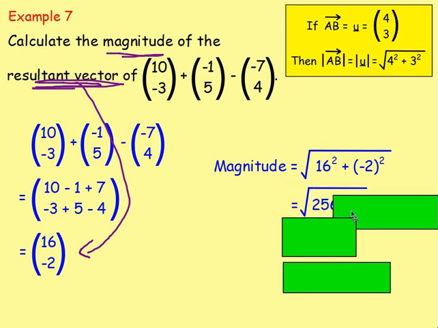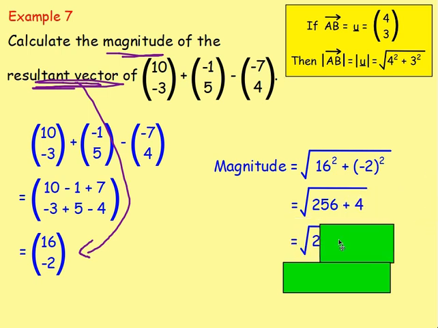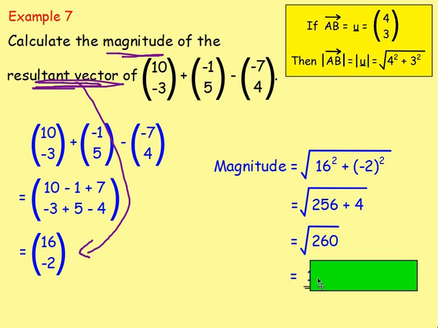16 times 16? It is 256, well done. And negative 2 times negative 2, it is 4, good. Add them together and you get 260. And from there, what do you do next? Go on, Oz. Yeah, to take the square root, so you end up getting an answer of 16.12 units.